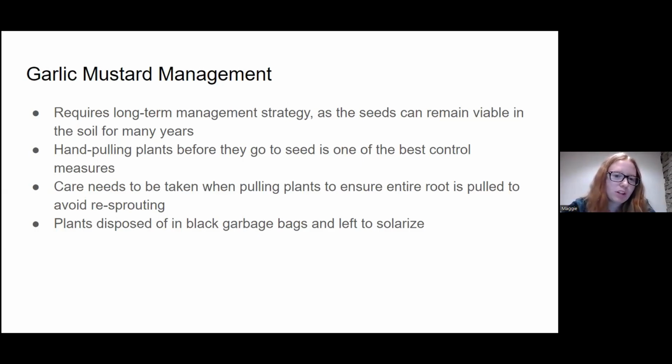Hand pulling the plants before they go to seed is the best control measure, and it's really important to get the plant before it goes to seed, because then you're reducing the seed bank. The only thing with that is that the entire plant needs to be pulled, the entire root system, because it can resprout from any roots that are left behind.